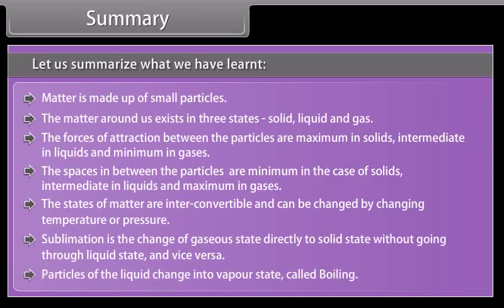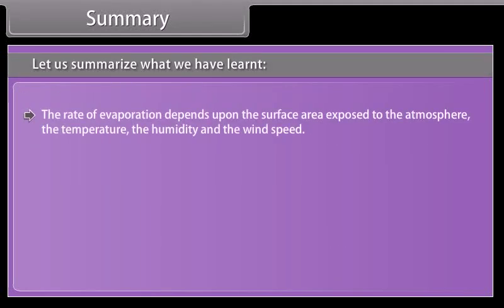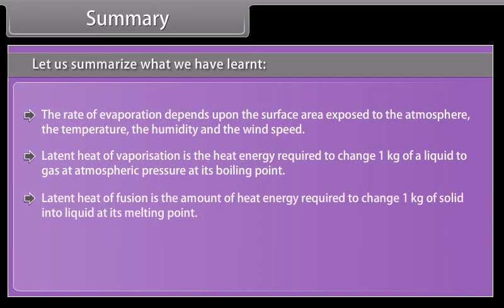Particles of the liquid changing into vapor state is called boiling. The rate of evaporation depends upon the surface area exposed to the atmosphere, the temperature, the humidity, and the wind speed. Latent heat of vaporization is the heat energy required to change 1 kilogram of a liquid to gas at atmospheric pressure at its boiling point. Latent heat of fusion is the amount of heat energy required to change 1 kilogram of solid into liquid at its melting point.